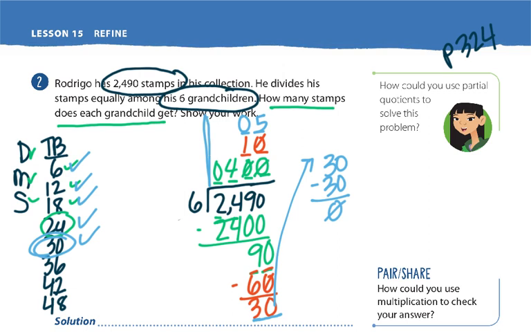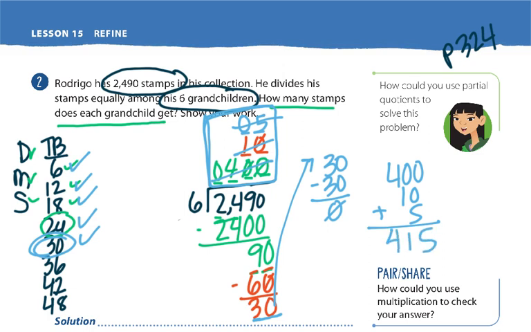I take everything in that box, and I add it together. 400, done. 10, done. 5, done. 5 and some zeros is a 5. 0 plus 1 is 1. 400. Every grandchild would get 415 stamps from their grandpa. That's a lot of stamps.